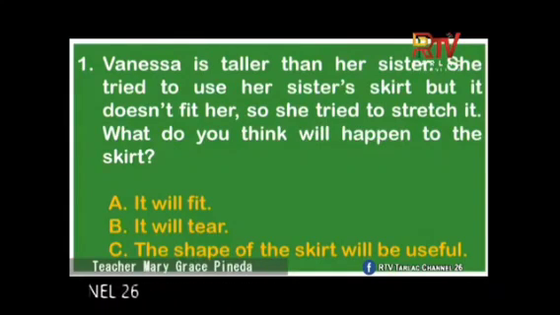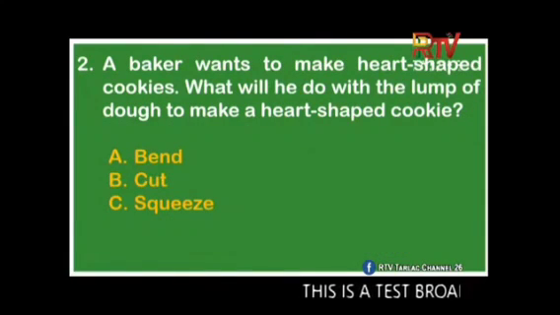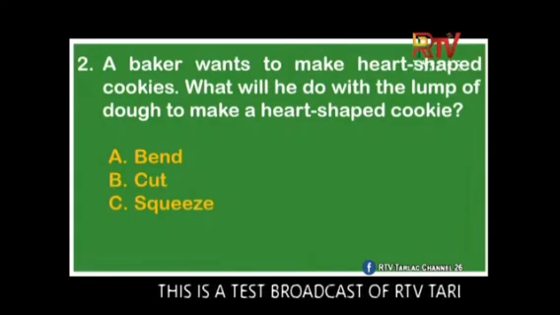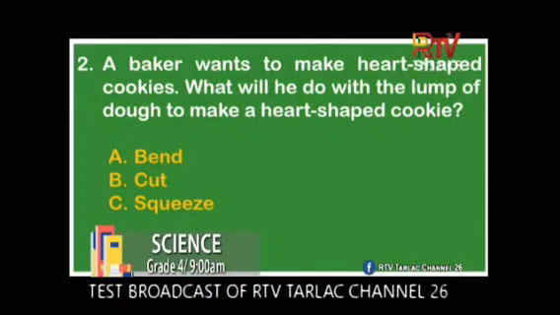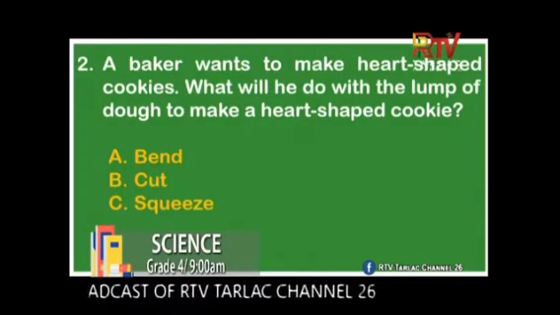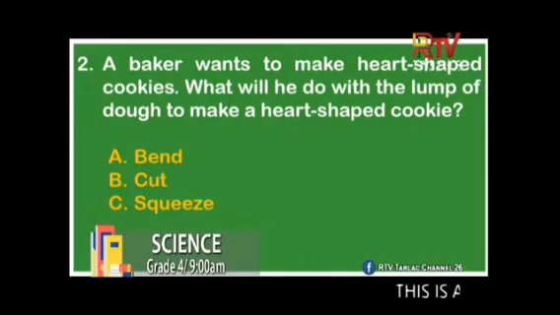Number 2. A baker wants to make heart-shaped cookies. What will he do with a lump of dough to make a heart-shaped cookie? Again, a baker wants to make heart-shaped cookies. What will he do with the lump of dough to make a heart-shaped cookie? A. Bend. B. Cut. C. Squeeze.